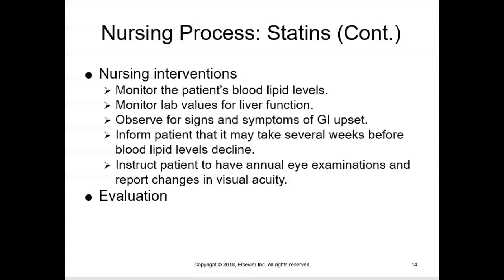Monitor lab tests for liver function. So ALT and AST. Again, you have to know those normal values. So what's your normal value for ALT? Hopefully, you know, 4 to 36. Your normal value for AST, 0 to 35. You can also look at ALP and GGT, which are other enzymes that are found in the liver that may be elevated with liver dysfunction.